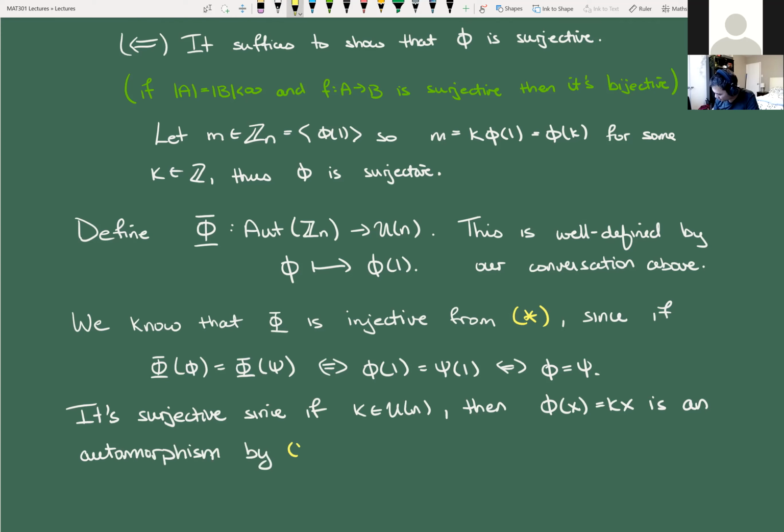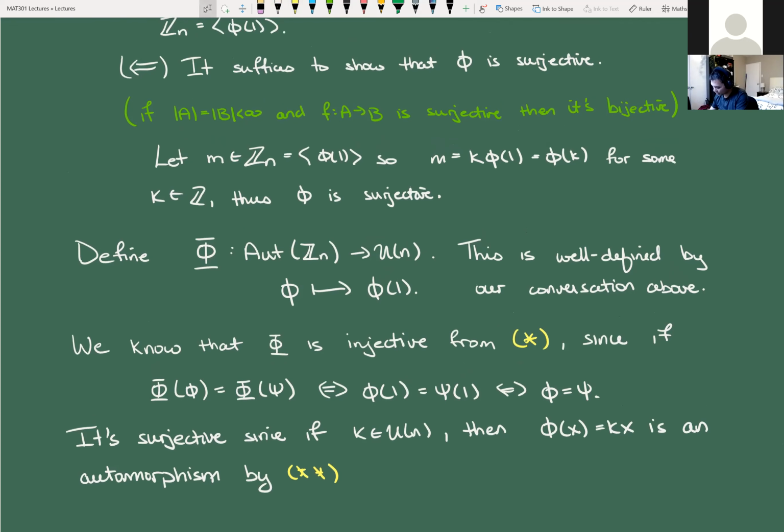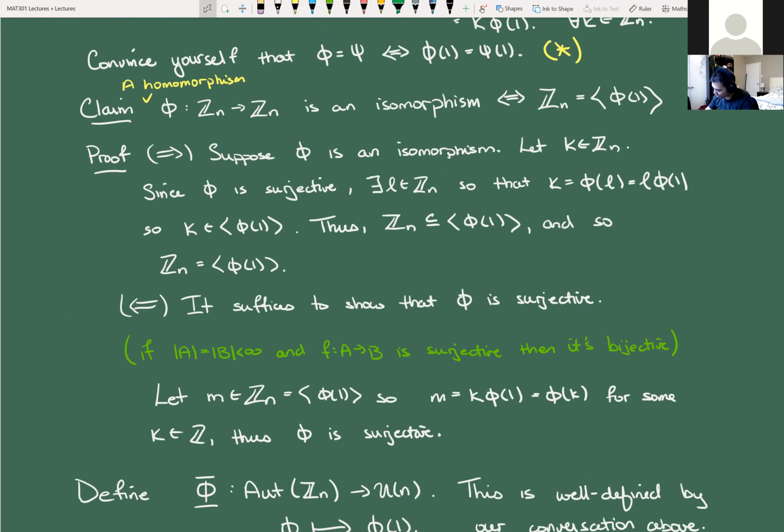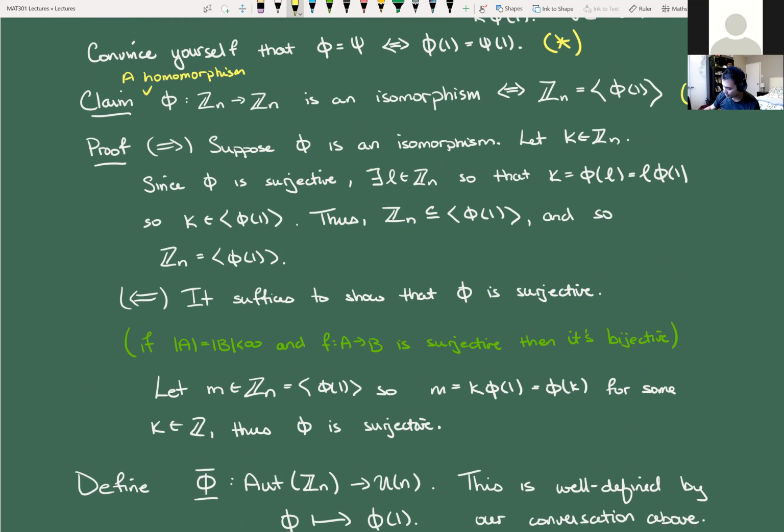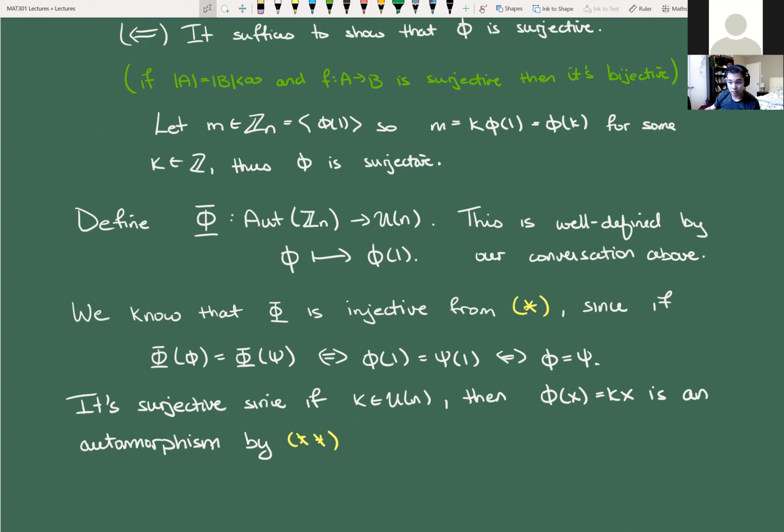By double star. Okay, again, I'm going to scroll up here. So by double star is the statement. So if k is in Un, then phi of x equals kx is an automorphism by the claim, right? This is the claim. So you're an automorphism if and only if phi of 1 generates the group, if and only if phi of 1 is coprime. Here, k is exactly equal to phi of 1, since phi of 1 equals k is coprime to n. Okay, and so the last thing is just to prove that it's actually, so we know it's a bijection, so we just need to show it's a homomorphism.